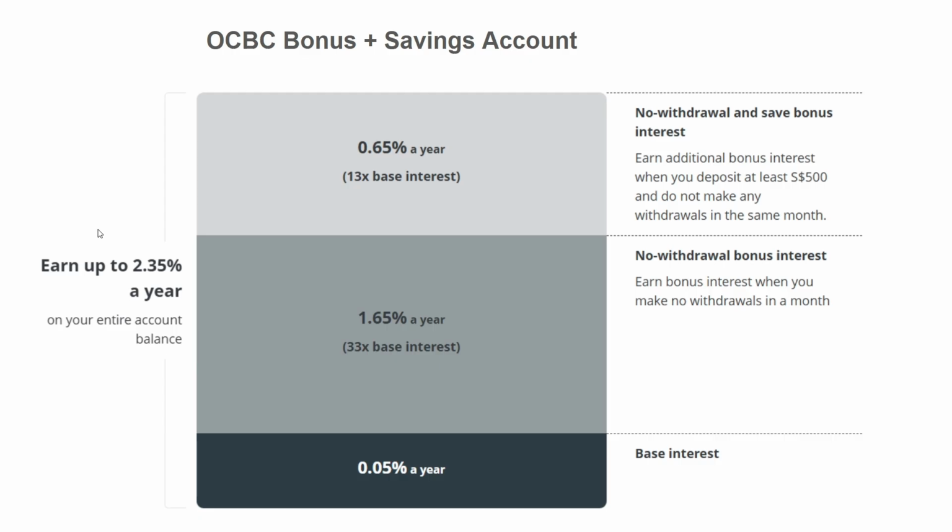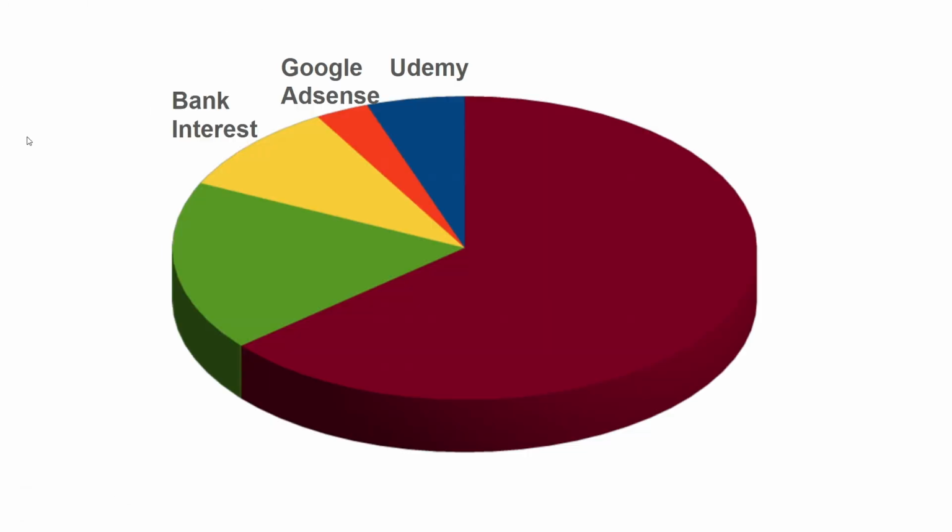Another high interest savings account is the OCBC Bonus Plus savings account. I used to use this when the interest rate was up to 2.8% a year, but now it has dropped to 2.35%. So I'm slowly shifting my cash from the Bonus Plus to the GXS savings. But in total, the interest that I received from my cash in the various bank accounts amounts to about $500.